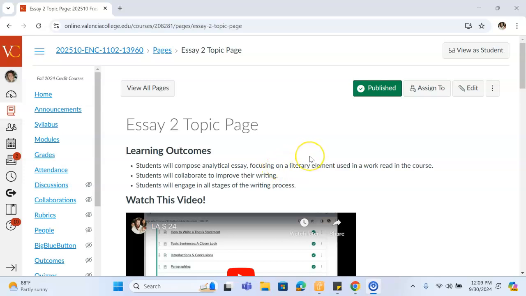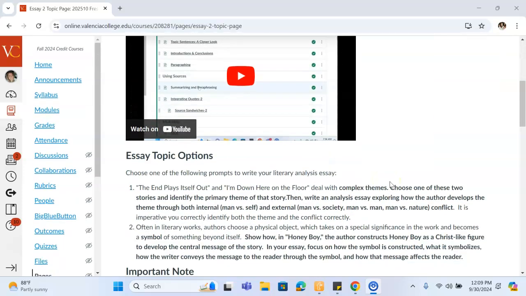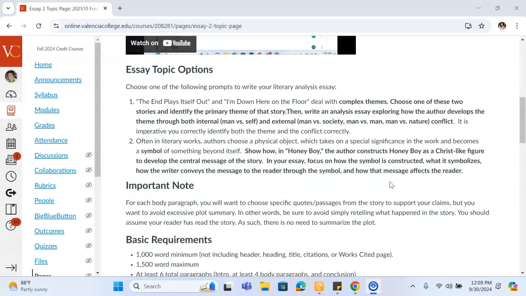I wanted to take just a few minutes to talk you through the SA2 topic page, where you will be introduced to your requirements for SA2. For this assignment, you have two basic choices. The first is to write about theme development through the use of literary conflict. The second is to write about a central message conveyed through a symbol. The central message is basically your theme.